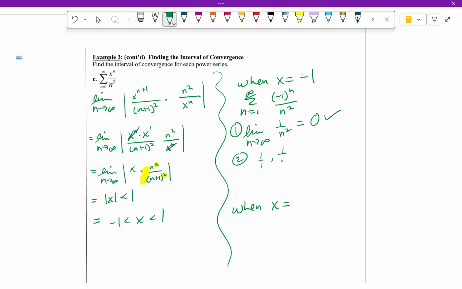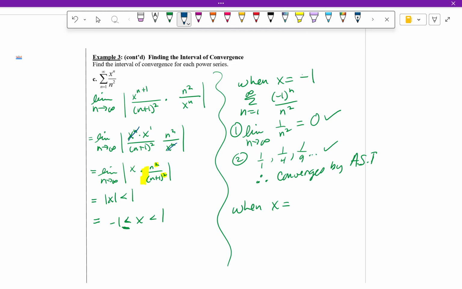What's 2 squared? 4. And what's 3 squared? So are we decreasing? Yep. So therefore it what? Converges by AST, or alternating series test. So what do I get to do with the inequality? Add an equal sign. Okay.